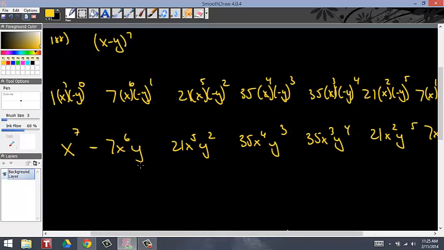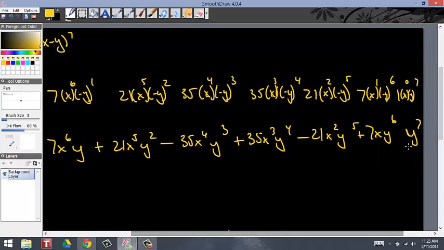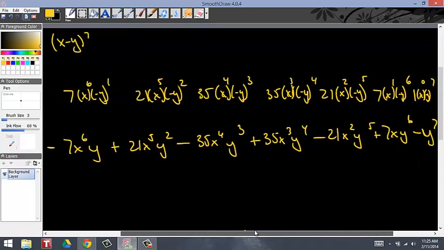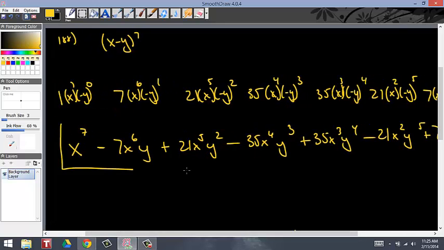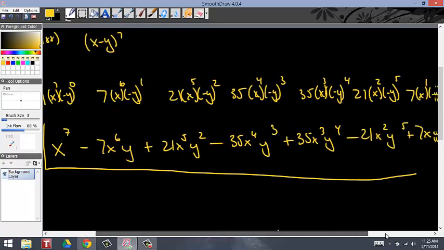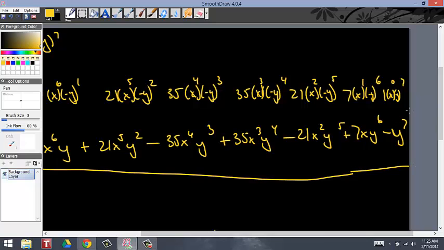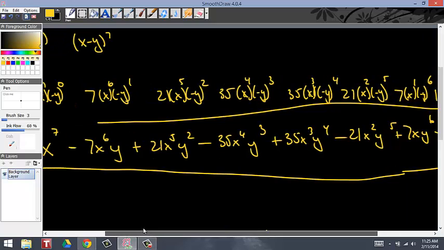Now, because it was x minus y and the first symbol was negative, it's going to go positive, negative, positive, negative, positive, and lastly, negative. So this whole row is your answer, all the way over. That is a long problem. Okay? All right.